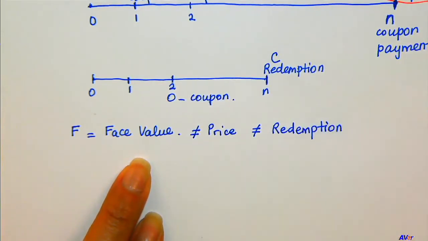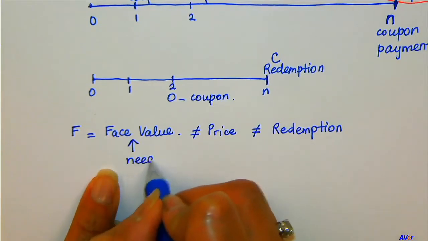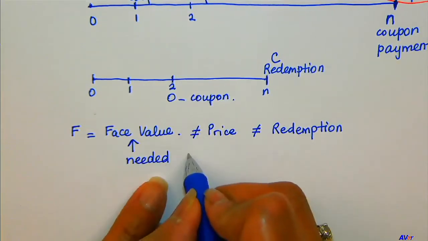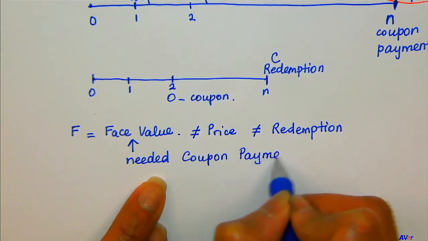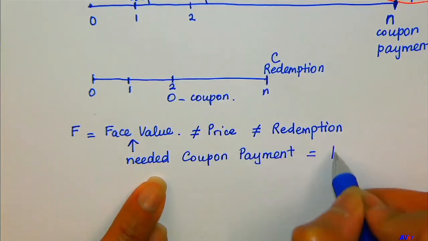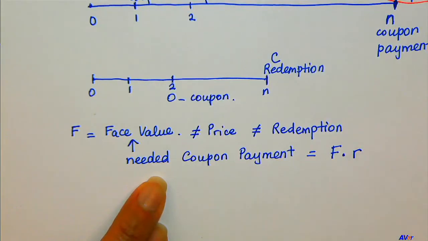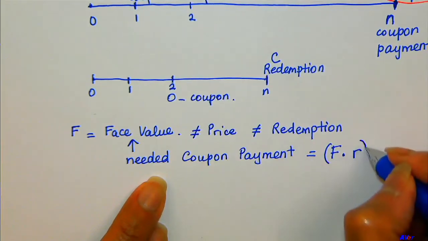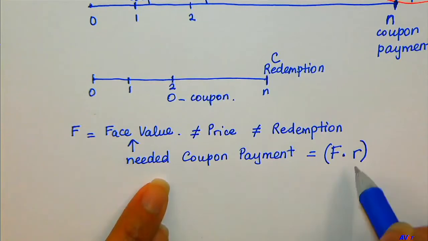So why do we need a face value? We need a face value to determine what the coupon payment is. So this is needed because the coupon payment is equal to F times some rate R. We're going to get to R in a minute. So the coupon payment is going to be F times R. So I need the face value of the bond for that.